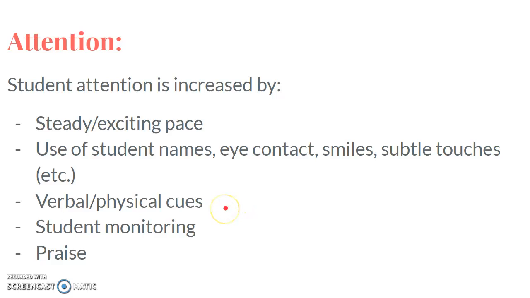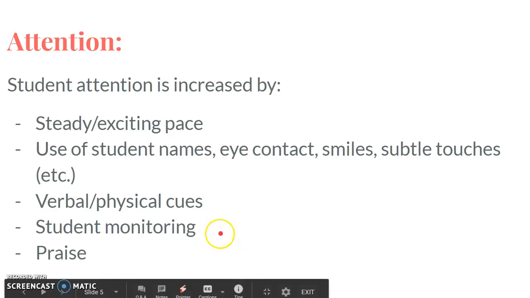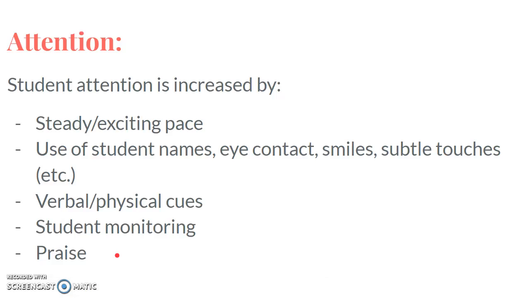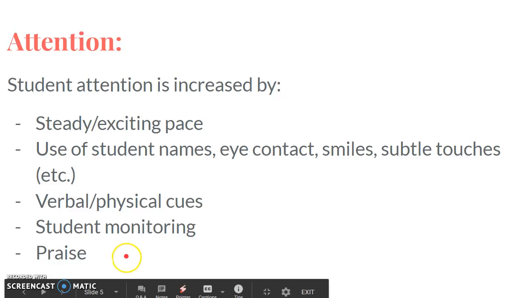Use verbal or physical cues, such as, eyes on me, or give me a thumbs up if you're ready to continue. You could also do your student monitoring where you walk around the classroom during their independent or partner practices so that you make sure everyone's on task. And then lastly, you want to make sure that you're giving praise and positive reinforcement so that they have that feedback from you that they're doing well.